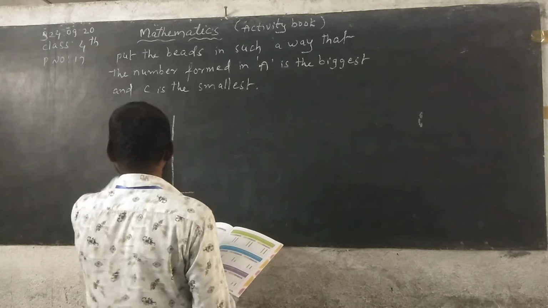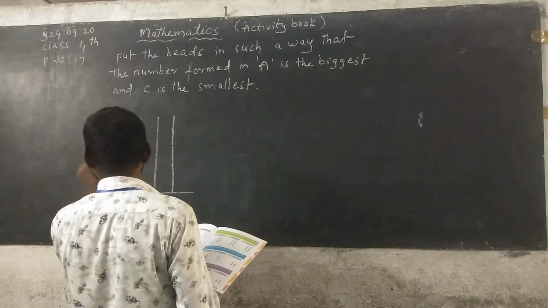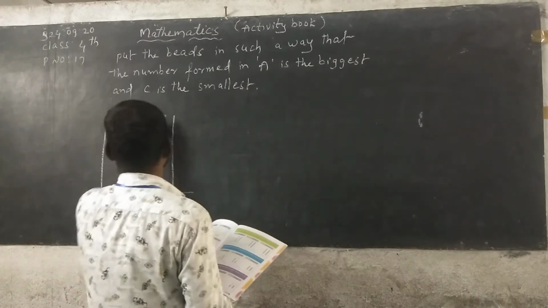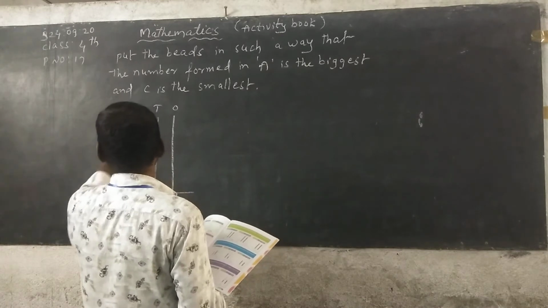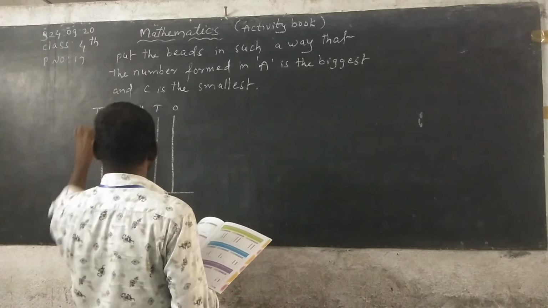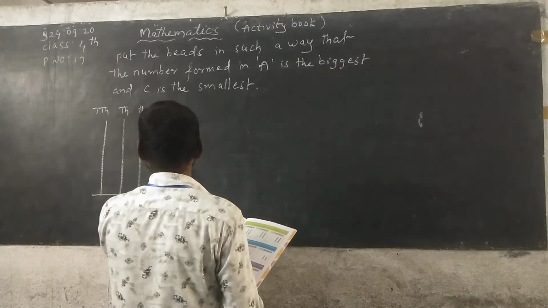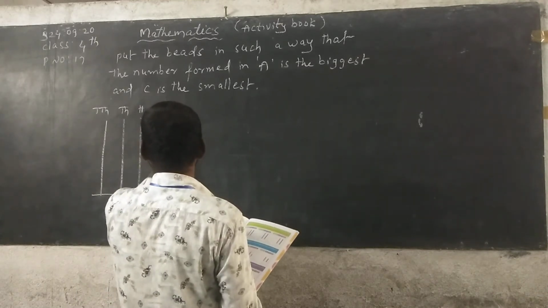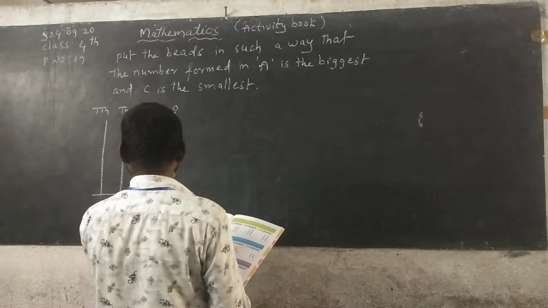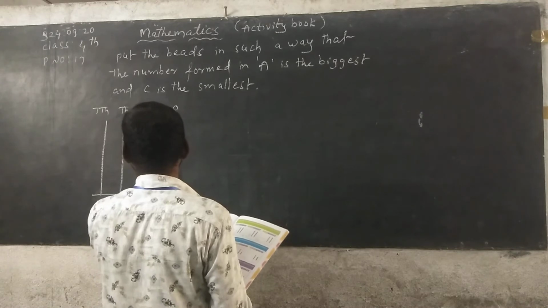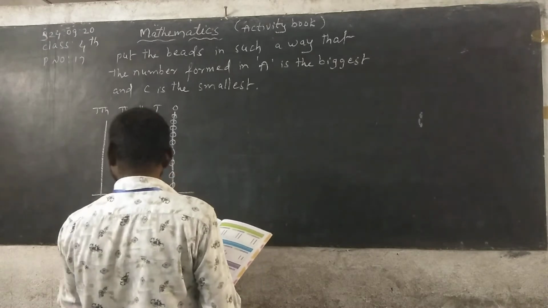Ones, tens, hundreds, thousand, 10,000. Ones, tens, hundreds, thousand, 10,000. So in one space, 9 beads. 1, 2, 3, 4, 5, 6, 7, 8, 9 beads. Here also 9 beads. 1, 2, 3, 4, 5, 6, 7, 8, 9 beads. This is A.